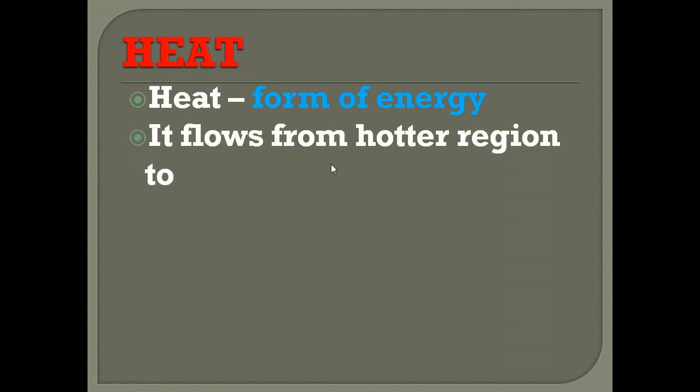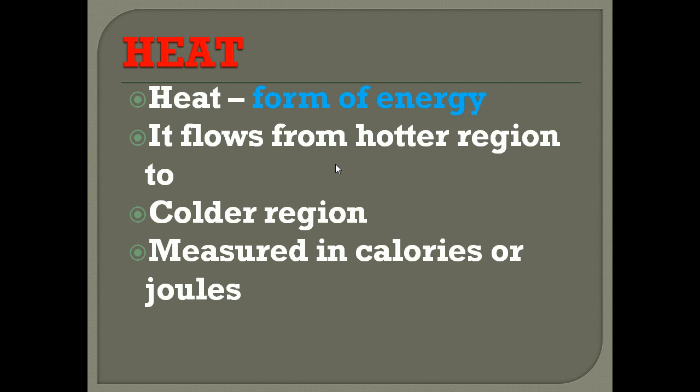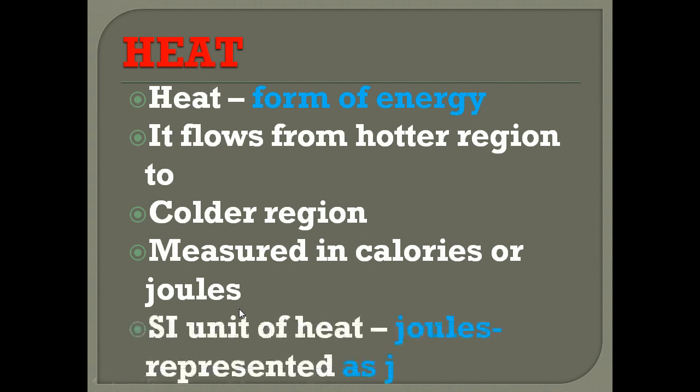Heat flows from the hotter region to the colder region due to the difference in temperature. Heat can be measured in calories or joules. The SI unit of heat is joule. It is represented as J.